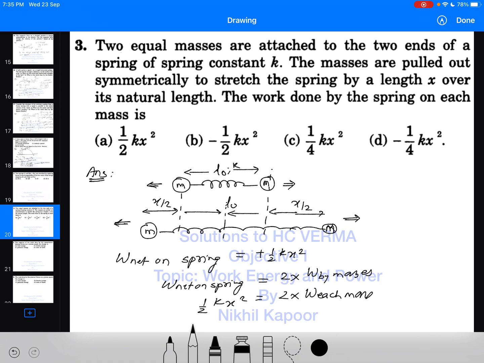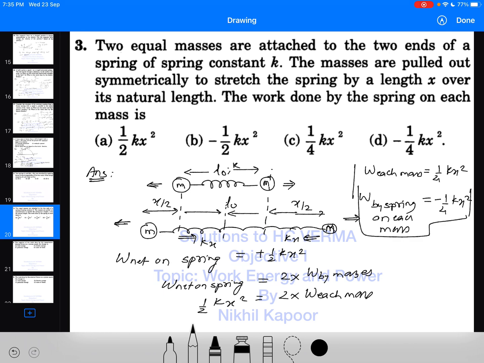So I can say here work done by each mass is 1/4 of kx square. So work done by spring on each mass, the spring force Kx is acting in the opposite direction of the displacement of the masses. So obviously the spring has done negative work of 1/4 kx square.